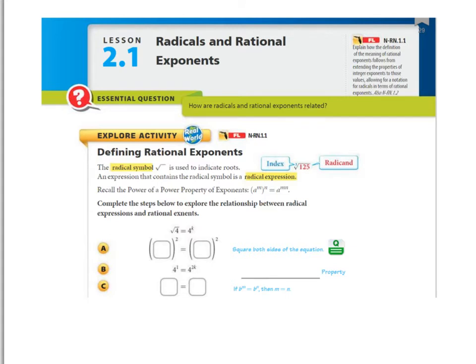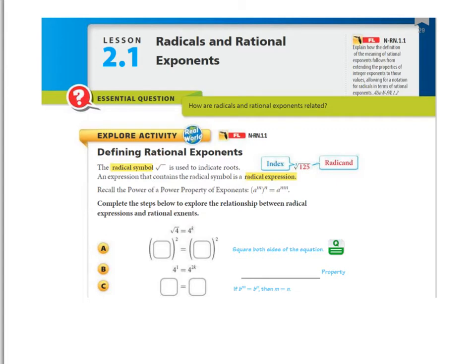So we talked about all of our exponent properties, and today we're going to talk about exponents with radicals and then rational exponents. So there's an explore activity. We're going to kind of work through it because it's a little bit confusing to understand from when I went through it. So you've got your radical symbol, which for us is the square root sign.